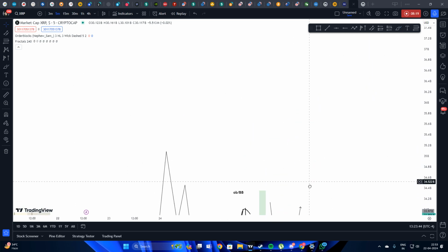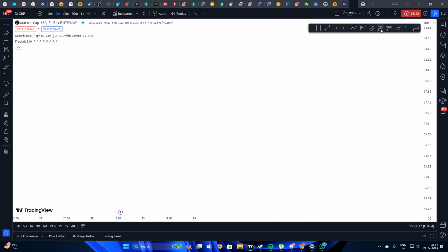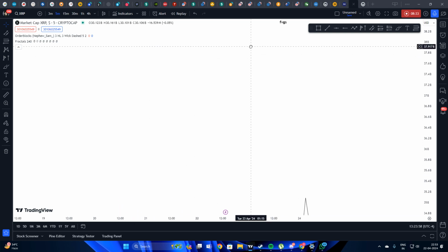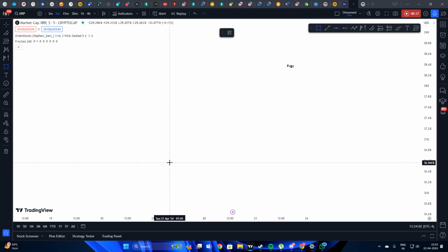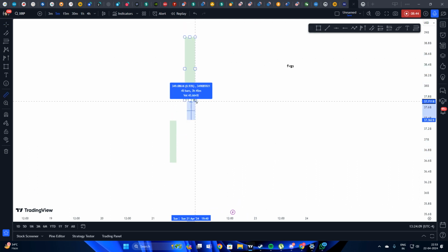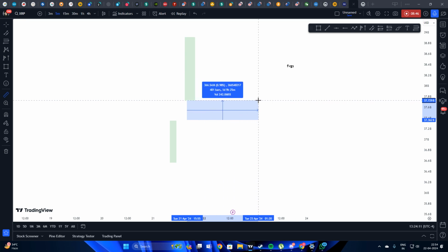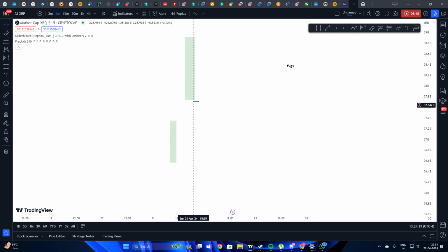For that, we are going to delve into something we call FVGs, or the full form of it being fair value gap. Now, the market creates two types of gaps, and the first one is, let's say this is one candle and this is another candle. Whatever you have in between is essentially called a gap. In this case, it's called a gap up.